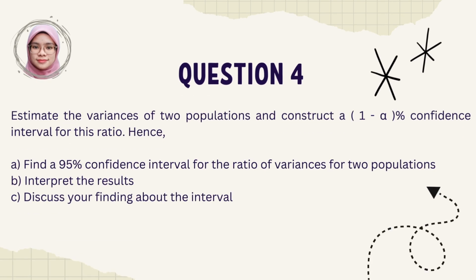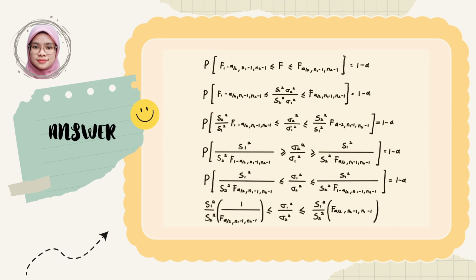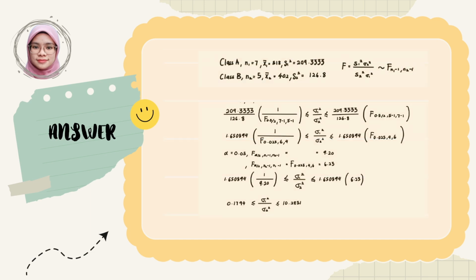Next, for question 4. This question asks us to construct the confidence interval for the ratio of variances for two populations, so we need to derive the distribution for both sides. F 1 minus alpha over 2, degrees of freedom n1 minus 1 and n2 minus 1. And on the other hand, F alpha over 2, degrees of freedom n1 minus 1, n2 minus 1, equals to 1 minus alpha. And then we substitute the values that we got, while for the F distribution values we refer to the statistical table.